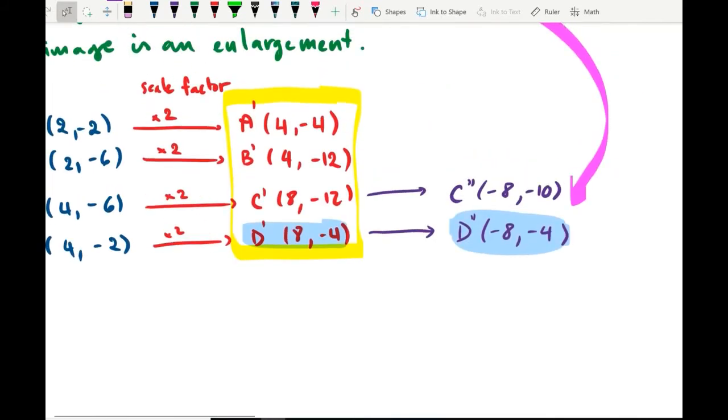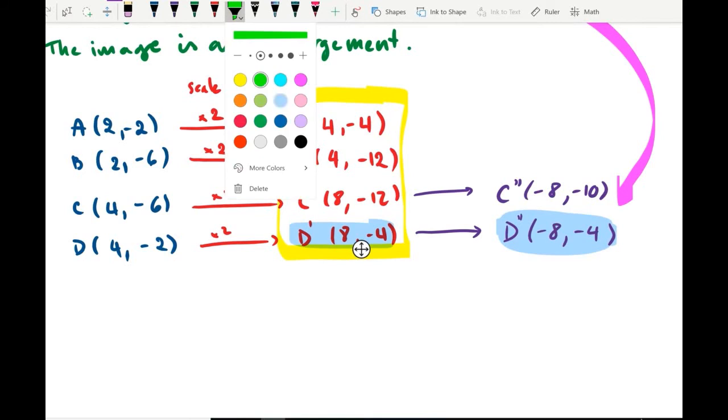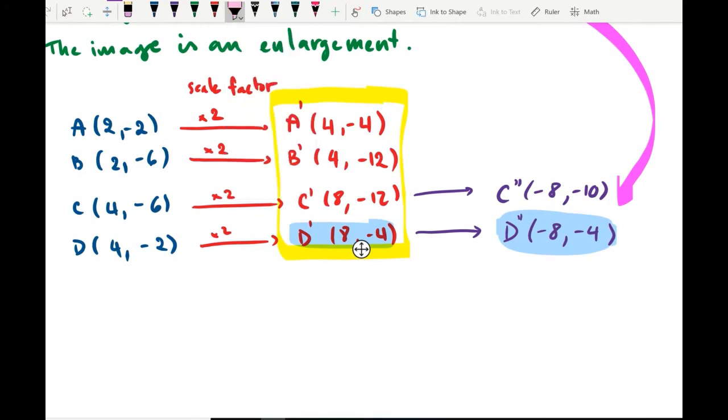Alright, so here we go. We're going back to this, looking at the numbers. This is positive 8, negative 4. This is negative 8, negative 4. First of all, they keep the order, which means it's not a rotation, or at least not a 90 degree one. They keep the same order, and only the x value changes sign, not the y value.